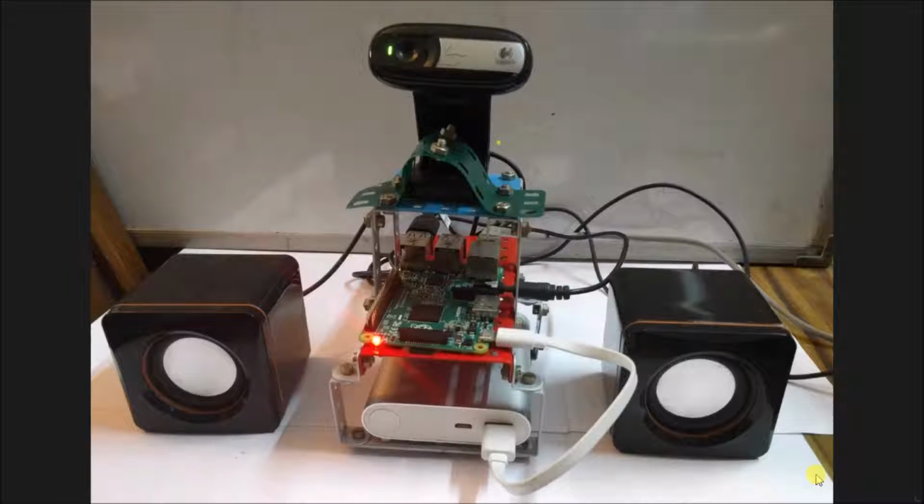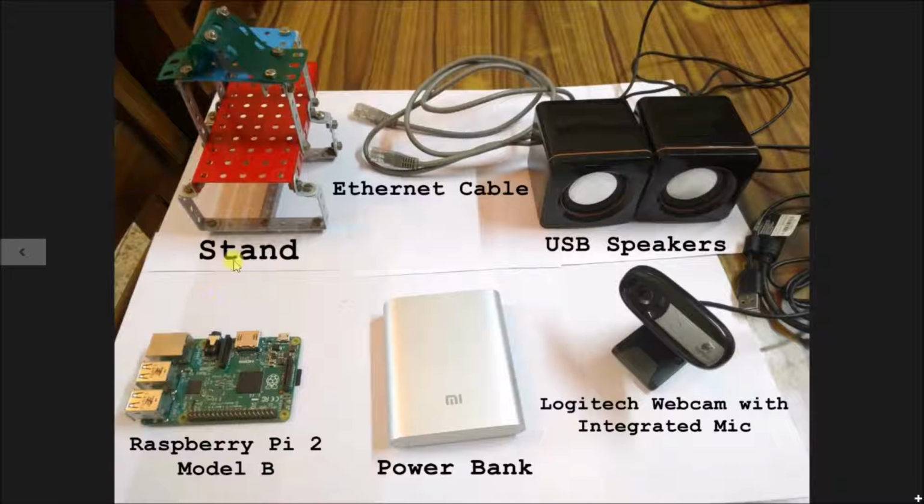This is the complete assembled unit of the prototype, and expanding a bit on the parts used in the hardware, you can see here that this is the stand on which the whole system stands. This is our Raspberry Pi, which is the brain of the project. This power bank I used to provide the necessary power to the Raspberry Pi, and for taking the input from the user, I've used a webcam with an integrated mic, which serves both the purposes of face recognition and taking the voice input. For giving the output, I've used these USB speakers, and for providing internet access to the Raspberry Pi, I have used an internet cable.